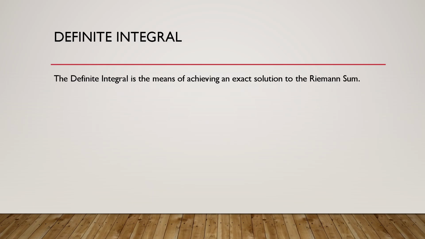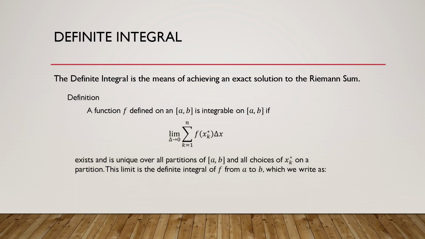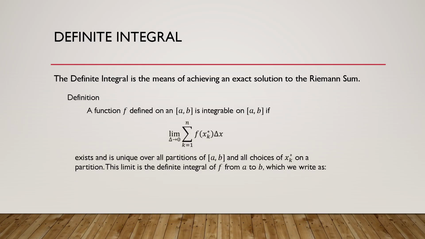The definite integral is the means of achieving an exact solution to the Riemann sum. We start with the definition. A function f, defined on an interval [a, b], is integrable on [a, b] if the Riemann sum exists and is unique over all partitions of [a, b] and all choices of x sub k on a partition. This limit is a definite integral of f from a to b, which we write as the integral from a to b of f of x dx.